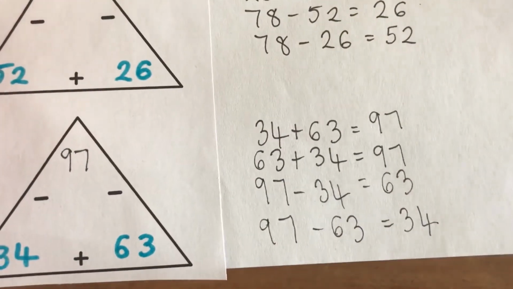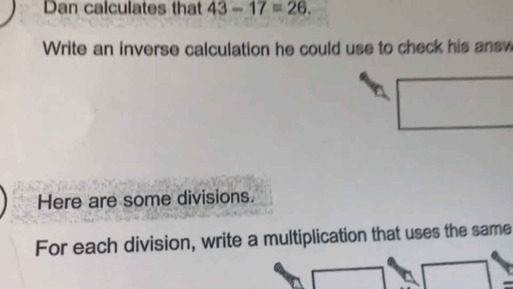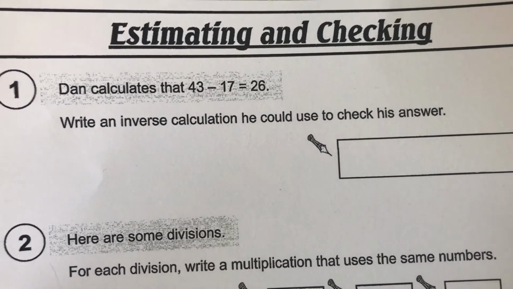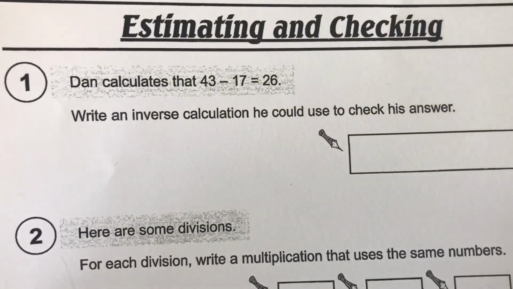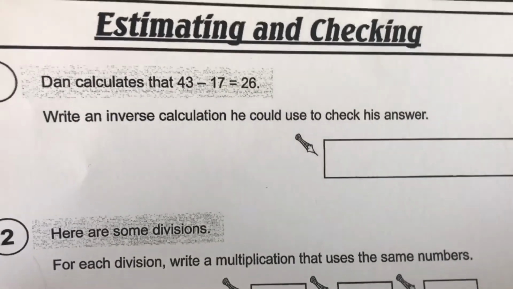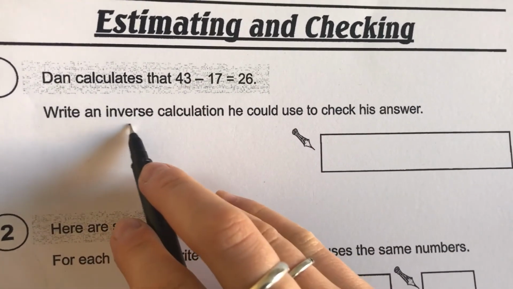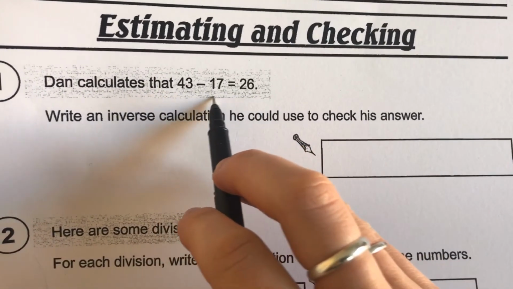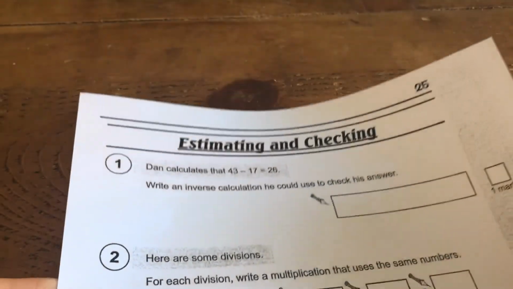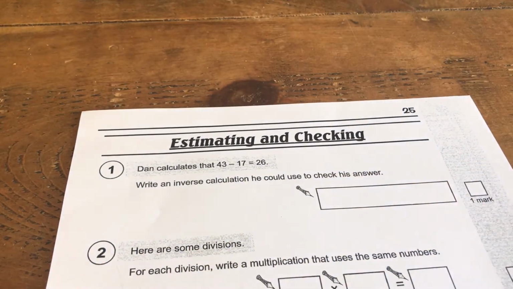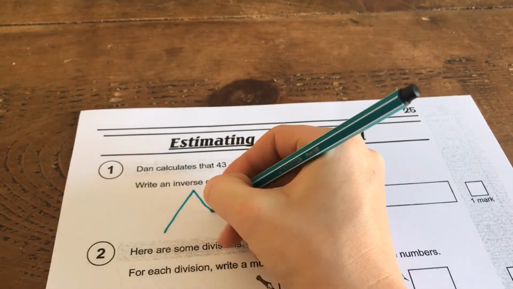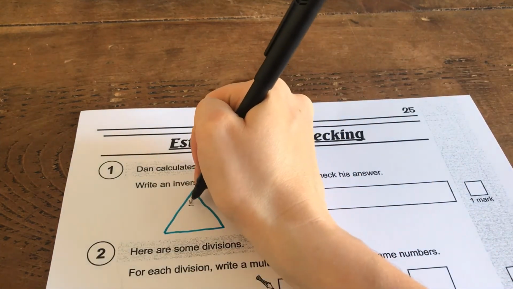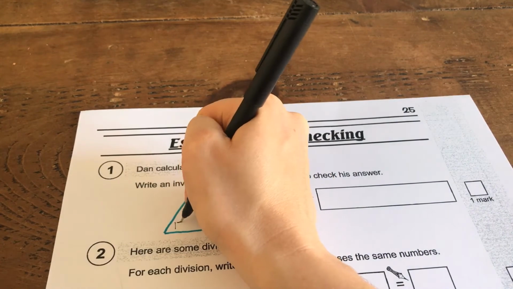So if we just have a little look at question 1 on here, it says Dan calculates that 43 take away 17 equals 26. Write an inverse calculation he could use to check his answer. So remember, inverse means opposite or the reverse, and we've just been doing that with our fact families. So imagine this calculation in one of our fact family triangles. You might even want to draw this out underneath the question. Biggest number goes at the top. And we've got other two numbers here.